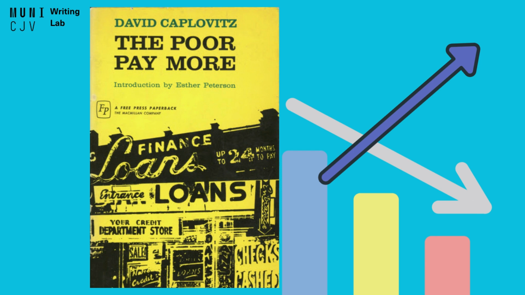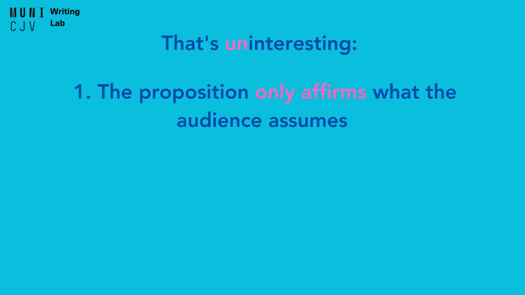I'm not going to go into all of the 24 categories and examples that Davis mentions. You can read the paper yourself, and I really recommend that you do that. But besides defining all these different ways of being interesting, he also outlines 3 ways an academic claim or proposition can be uninteresting. The first way is if the proposition affirms what the audience already assumes to be the case.